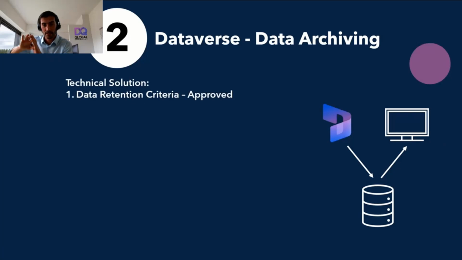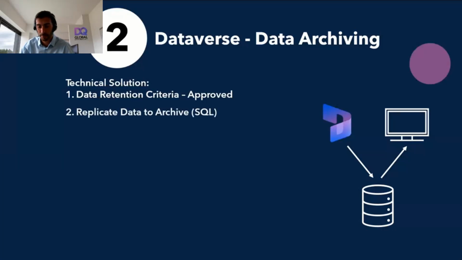We have criteria for data deletion. We have criteria for where data can go into colder storage. So, signed off that criteria, the business is happy. And the second step we're going to take is to replicate that data to SQL Server, which is costing about 50p per gigabyte per month rather than £32 per gigabyte per month. So that's a 64 times saving on the storage.